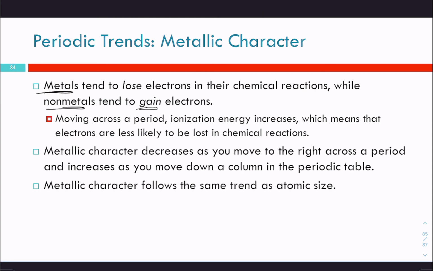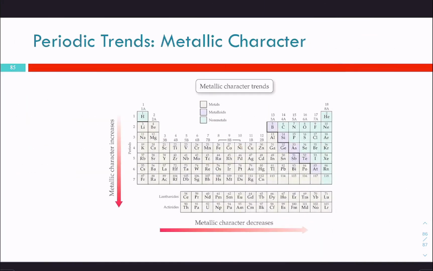So metallic character decreases as you move right across a period. Metallic character decreases as you move right, increases as you move down. And it's the same as atomic size. Same trend as atomic size. So moving down, it increases. Moving to the right, it decreases. And if you've already got this locked in your mind that these are all nonmetals, and the rest of these are metals, as you move farther away from the nonmetals, you get more metallic. As you get closer to the nonmetals, you get less metallic.